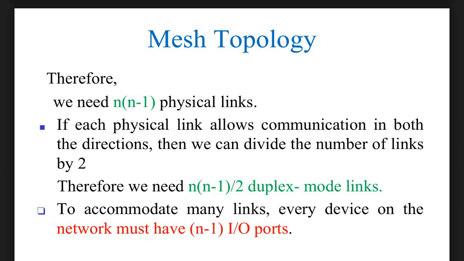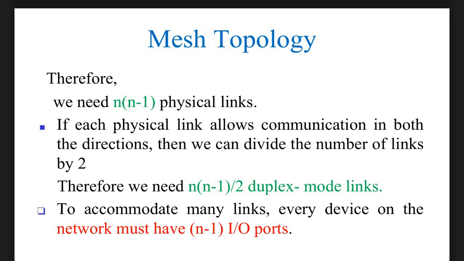N is me and my friends, or n minus 1. So these are the physical links. If each physical link allows communication in both directions, then we can divide the number of links by 2. If it is full duplex, then we call it n into n minus 1 by 2. So already we got to know why we use the formula n into n minus 1 by 2. 2 is nothing but duplex, it can move in both directions.